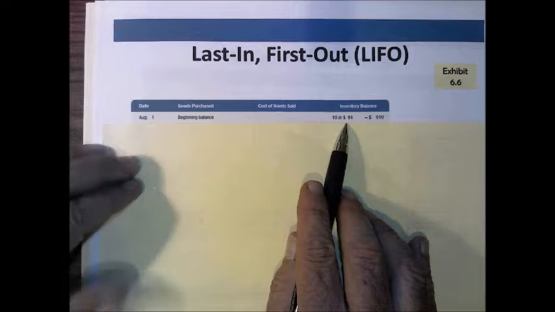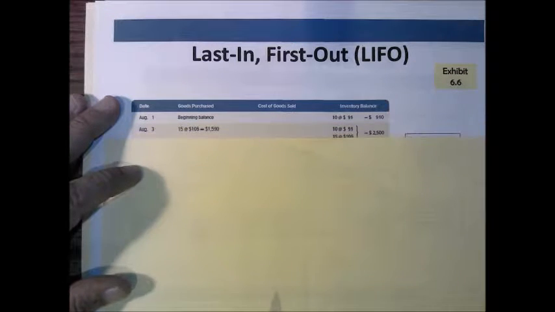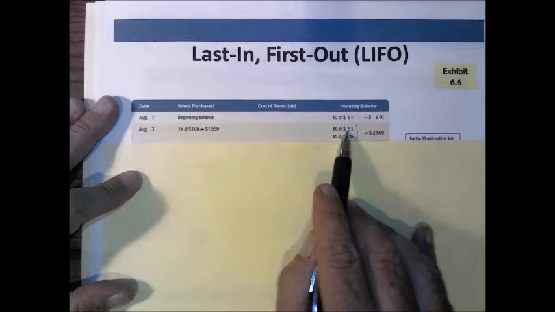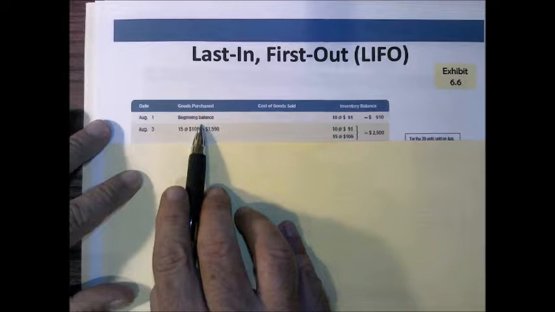Okay, now we're going to look at LIFO, last in, first out, right? Last in, first out. We start out with the same 10 units at 91 bucks, right? And we buy some units. The 10 at 91 comes down. The 15 at 106 comes underneath.